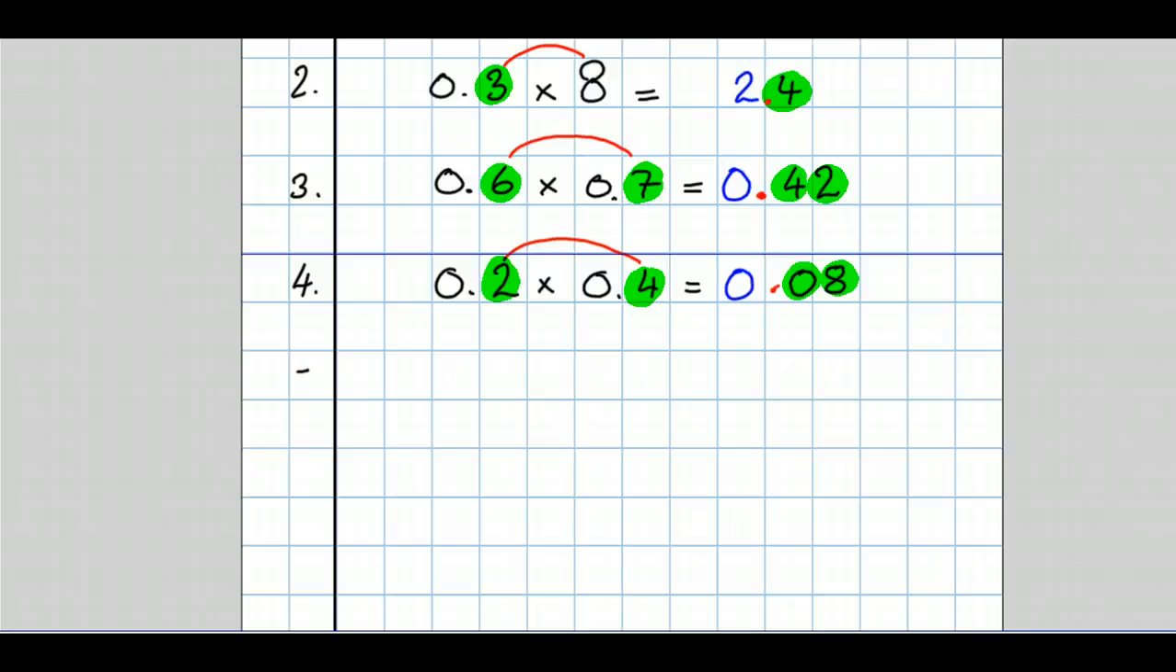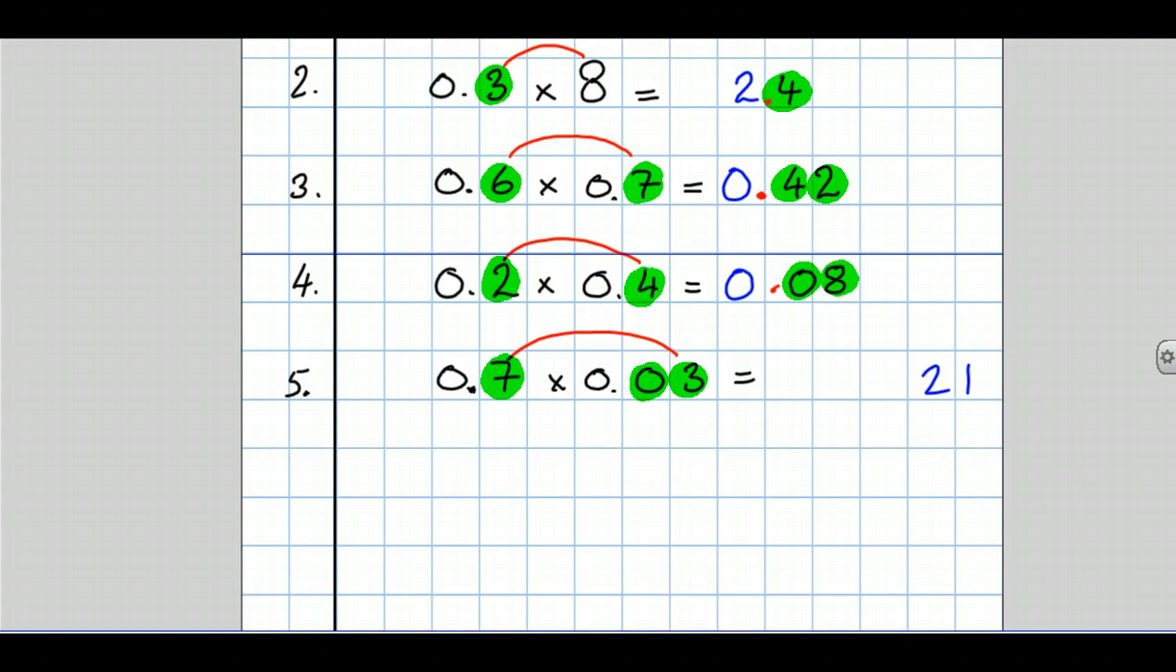Now we can extend this. Question 5. Look at this example here. 0.7 times 0.03. So we multiply the 7 times the 3 together to give 21. Now let's have a look how many figures we have in the whole question after the decimal point. 1 here and 2 here. So we've got 3 figures after the decimal point.